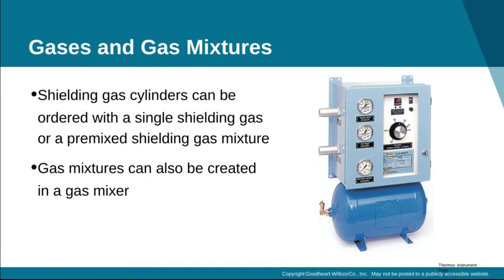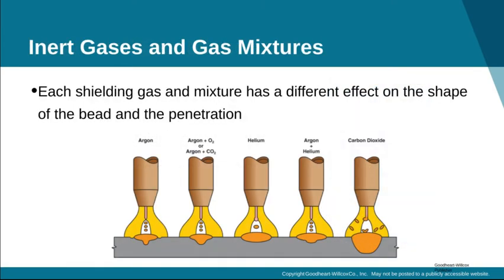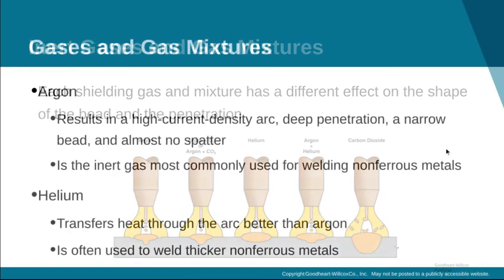Gases and gas mixtures. Shielding gas cylinders can be ordered with a single shielding gas or a mixture. Gases can also be created in a gas mixer. I have never once seen that. I don't know why you wouldn't just buy a gas mix. Each shielding gas and mixture has a different effect on the shape of the bead and the penetration. So again, this is the same little image we saw in the last video.